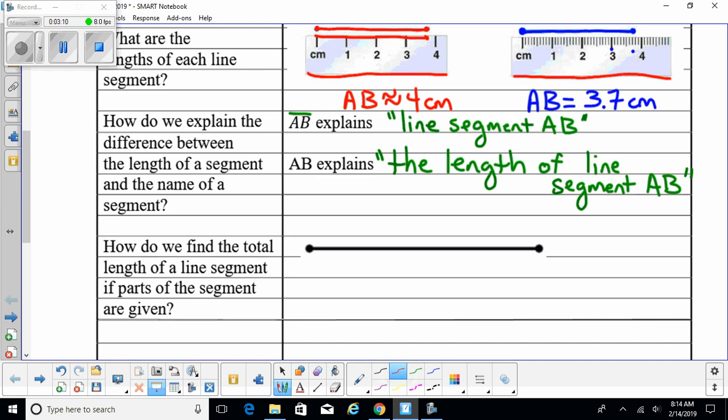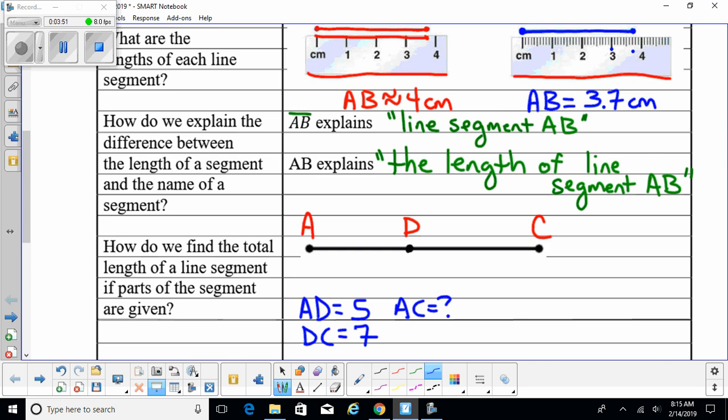Here's how it plays. It says, how do we find the total length of a line segment if the parts of the segment are given? So you all have a segment on your page, and we're going to call this segment AC, meaning I've got point A at one end point, and C at the other end point. And we're going to put another point on our line segment, and we're going to call that point D. And then someone were to tell me that AD was equal to, let's say, 5, and they said that DC was equal to 7, and the question was, how much is AC? How much is the whole thing worth?